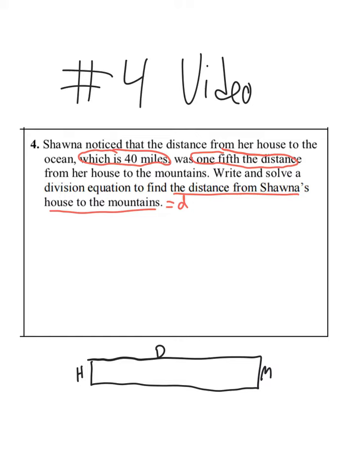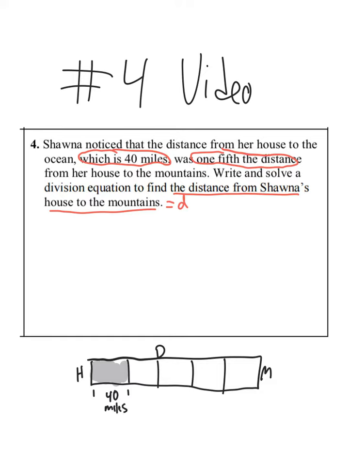Okay. Now, she noticed that the distance from her house to the ocean, and that's 40 miles, is 1/5 the distance from her house to the mountains. So I've got to take this house to the mountains distance and split it into 5 pieces to show 1/5. Now I'll shade 1/5. Okay, and that is 40 miles. So one of these fifths right here is 40 miles.